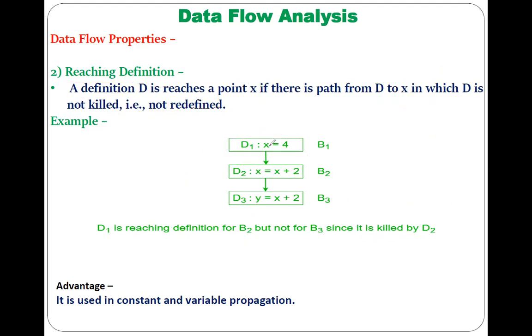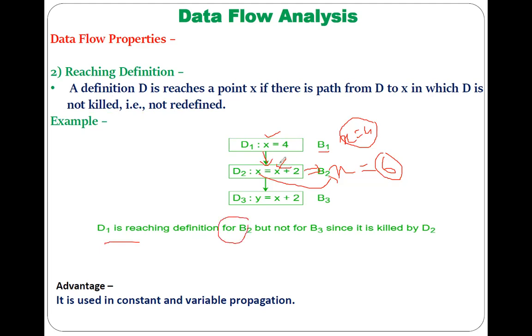Let's see here. In D1 you have defined X equal to 4 in basic block B1. The next direction is to basic block B2, where D2 is defined, X equal to X plus 2. Here the value of this X will be 6. But the X present at B1 had the value 4, and that 4 is utilized here. That is the reason you can say D1 is a reaching definition for B2.